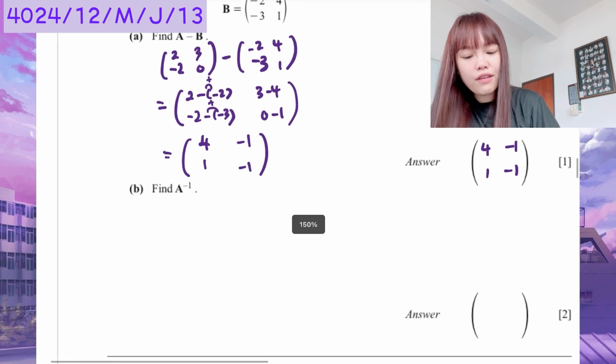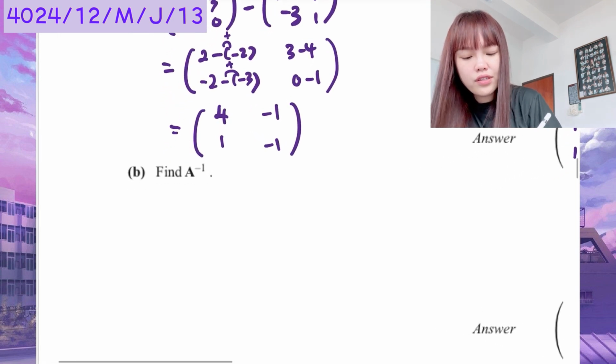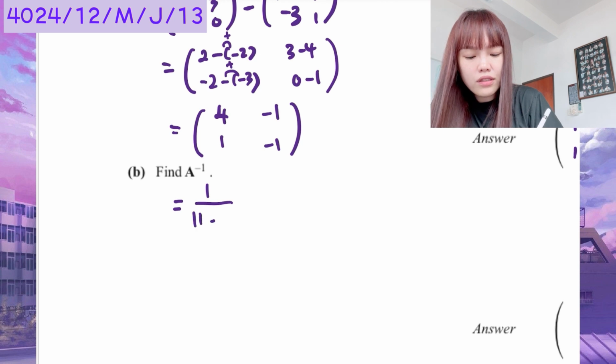Part B, A inverse. The formula for A inverse, this is called A inverse, is 1 over the determinant. I write DET to mean determinant, bracket.